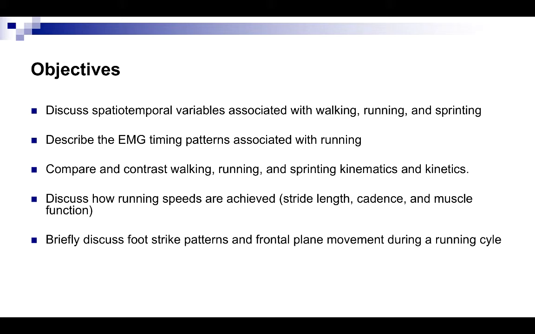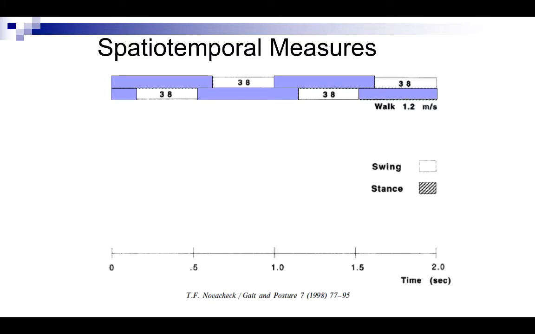And then discuss how running speeds are achieved with special reference to stride length, cadence, and muscle function, and then briefly discuss foot strike patterns and frontal plane movement during a running cycle. So let's start with spatiotemporal measures.